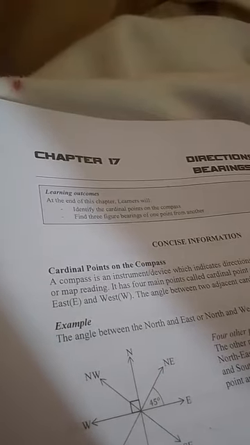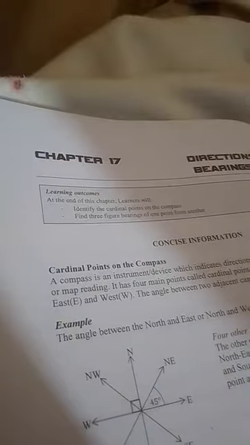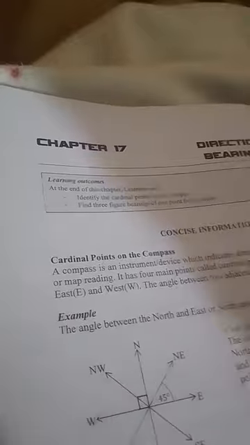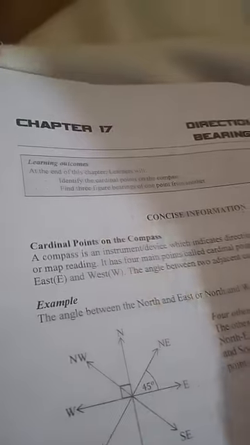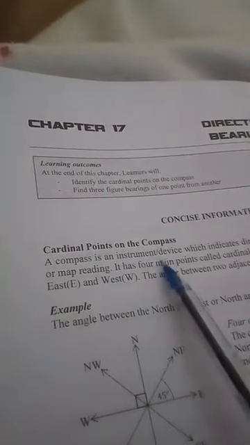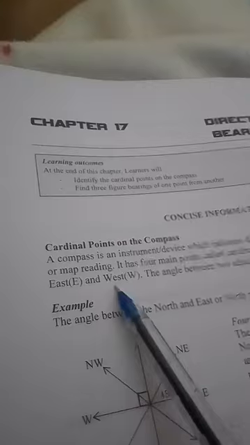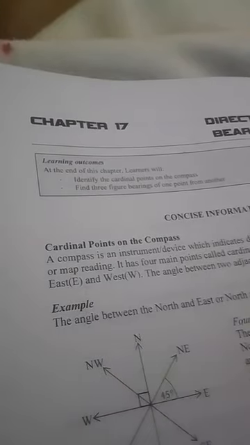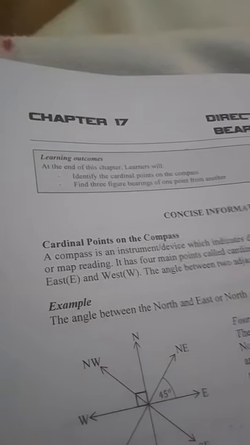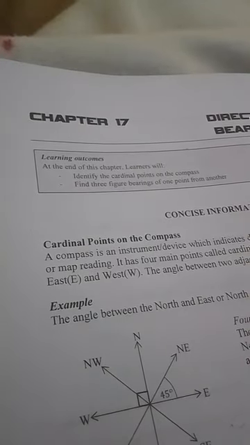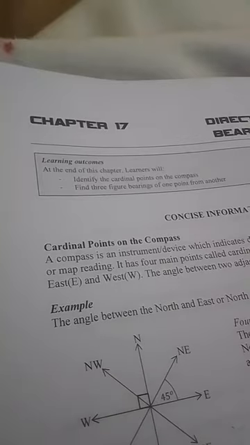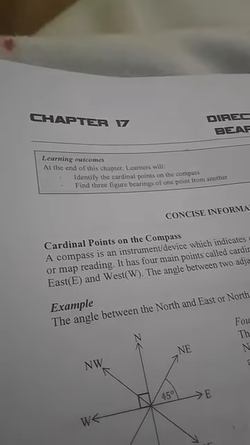So, learning outcomes. At the end of this chapter, learners will identify the cardinal points on the compass and find 3-figure bearings of one point from another. Cardinal points on the compass. Concise information, what you need to know. A compass is an instrument device which indicates directions. It is used for direction finding or map reading. It has 4 main points called cardinal points, and these are north, south, east, and west.